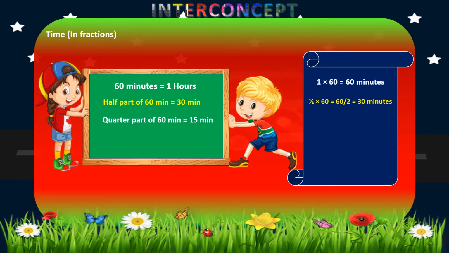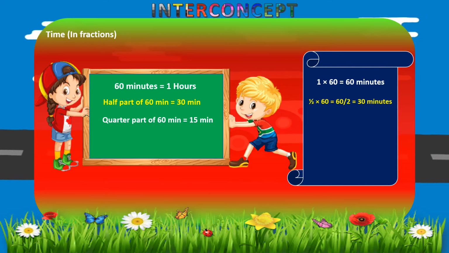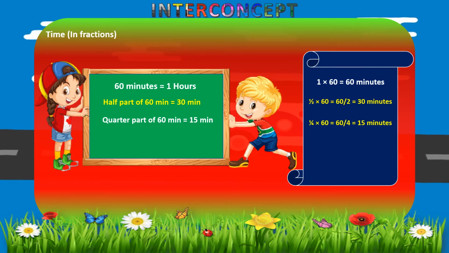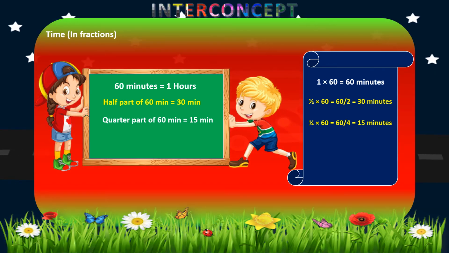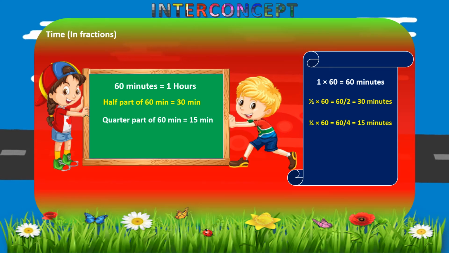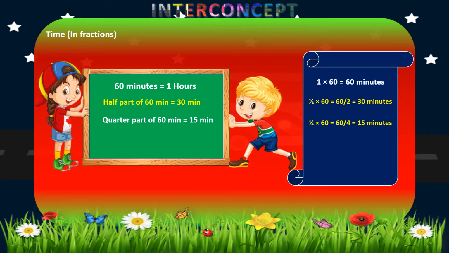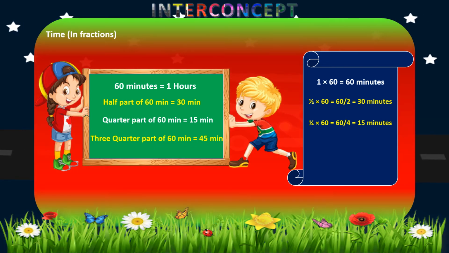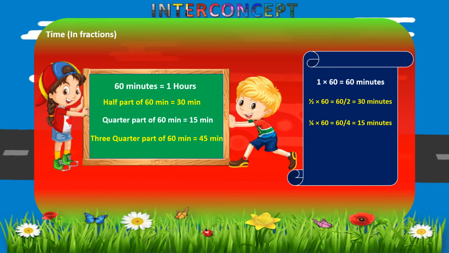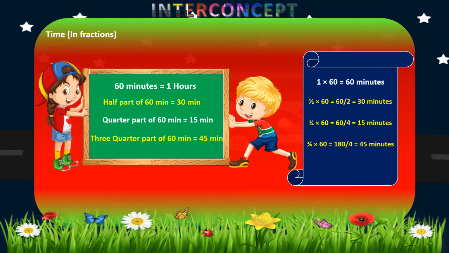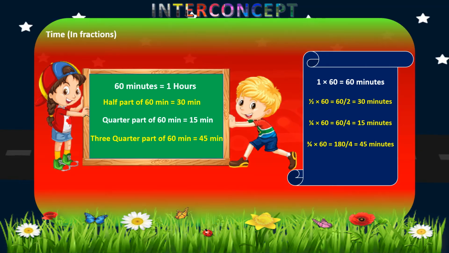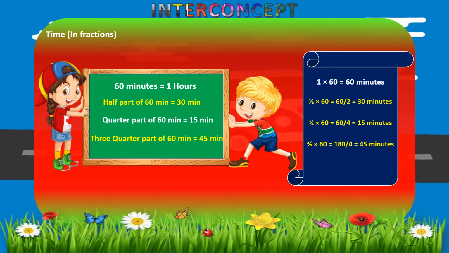Quarter part of 60 minutes is equal to 15 minutes. 1 by 4 into 60, so 60 divided by 4 is equal to 15 minutes. Then 3/4 part of 60 minutes is equal to 45 minutes. So 3 by 4 into 60, so 180 divided by 4 is equal to 45 minutes.